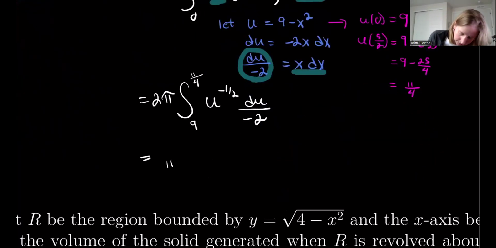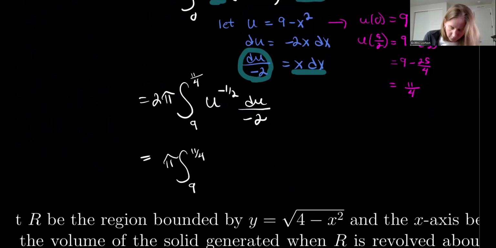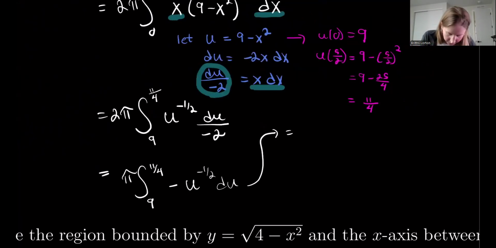So I have pi, the 2's canceled, the integral from 9 to 11/4 of negative u to the negative 1/2 du. All I did is those 2's canceled, but the negative did not. That was it. And then I'll just keep on going with this integration. So negative pi, I just brought the negative outside the integral. You're allowed to do that.